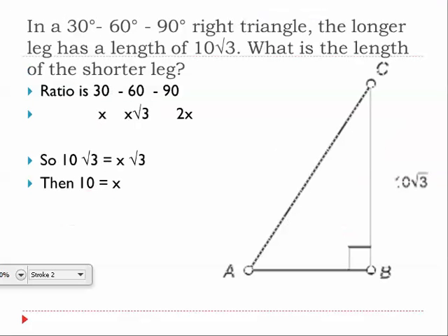Okay? 30, 60, 90 triangle. Remember, we've got this ratio: x, x times the square root of 3, and 2x. So if they give me the length of the longer leg to be 10 square roots of 3, that's going to be this one. I'm going to say 10 square roots of 3 equals x times the square root of 3, divide the square root of 3 on both sides, x is going to be 10. So the shorter leg down here is going to be 10. No extra charge. The hypotenuse is going to be 20.